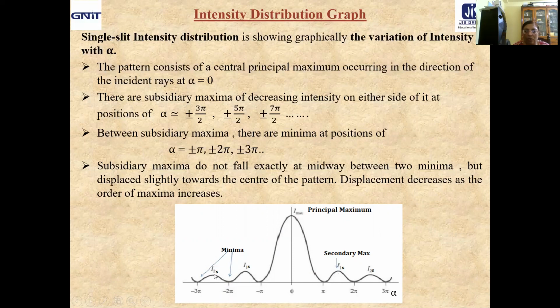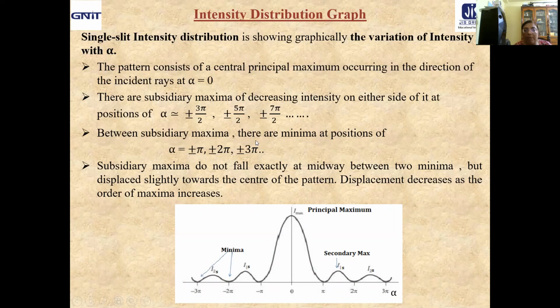Just take a look. This is the first secondary maxima, which is 4.5% of the principal maximum. This is the second secondary maxima, 1.6% of it. Similarly on this side. Naturally, nobody will measure whether it is 4.5% or 1.6%, but definitely figure-wise you have to give that impression. So these are the first secondary maxima I1S, and these are the second secondary maxima I2S.